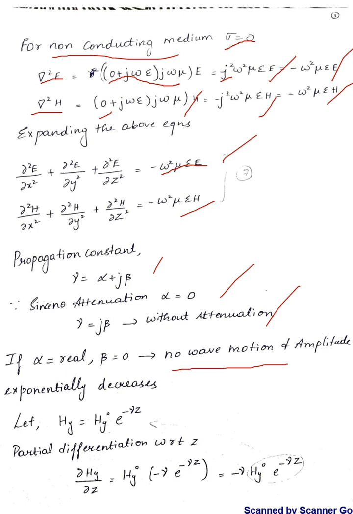And also we are going to consider Hy is equal to Hy naught e power minus gamma z. So if I partially differentiate the previous equation with respect to z, it will become dou Hy by dou z is equal to, Hy naught is constant, and partially differentiating with respect to z gives minus gamma e power minus gamma z. So if I multiply this Hy naught inside, I'll be getting minus gamma Hy naught e power minus gamma z. I hope you understood this.